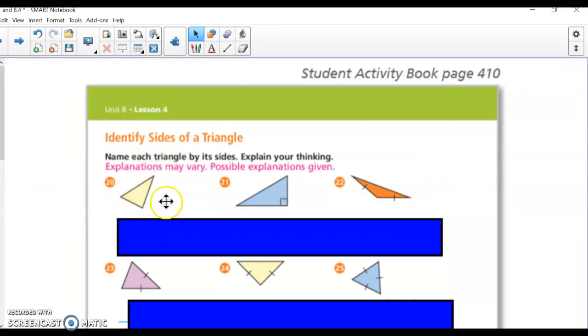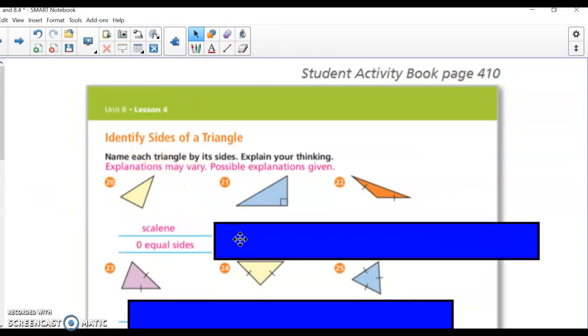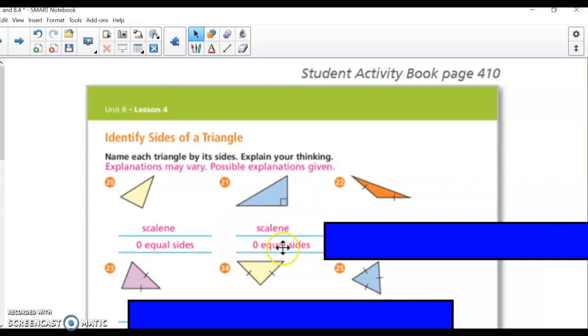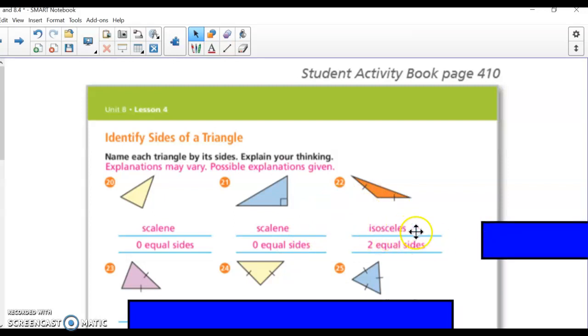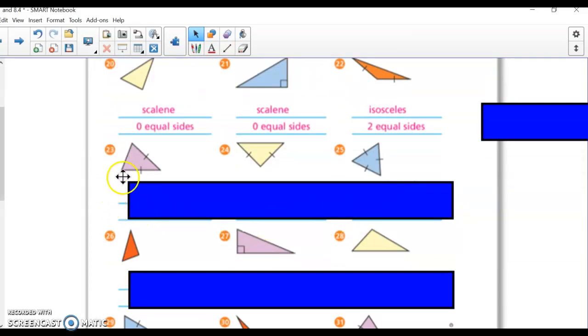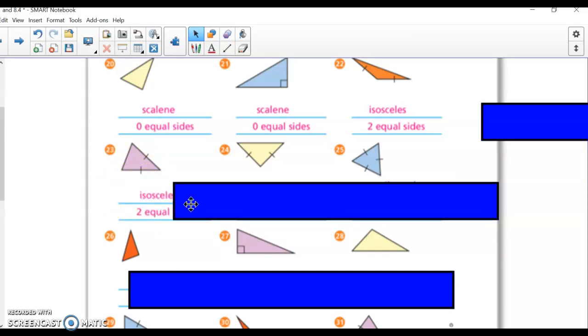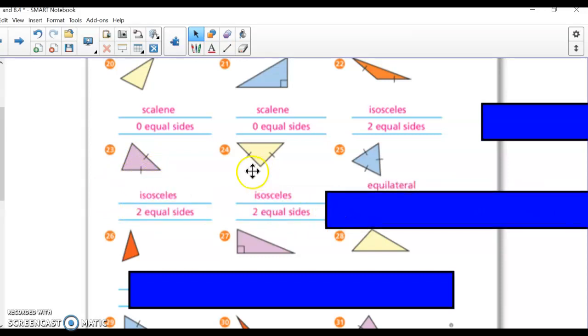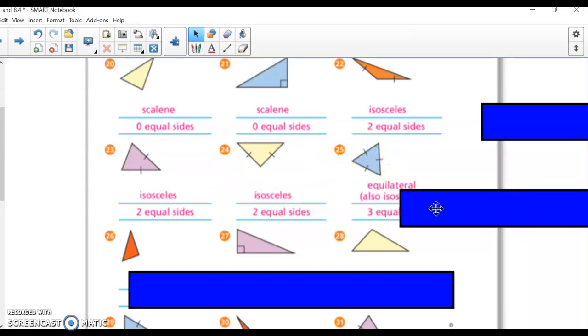I see no marks here, right? So that tells me it's scalene because 0 equal sides. Once again, no marks here tells me it's scalene, 0 equal sides. Ooh, I see 2. Can you remember what that word was? 2 equal sides makes it isosceles. And flip the page back if you need to as you're going to do these. Okay. 2 equal sides, again, that's the same as my last one, isosceles. I have 2 isosceles in a row. Here's 2 more equal sides. And then, oops, I already showed you the last one, all 3 sides are equilateral.